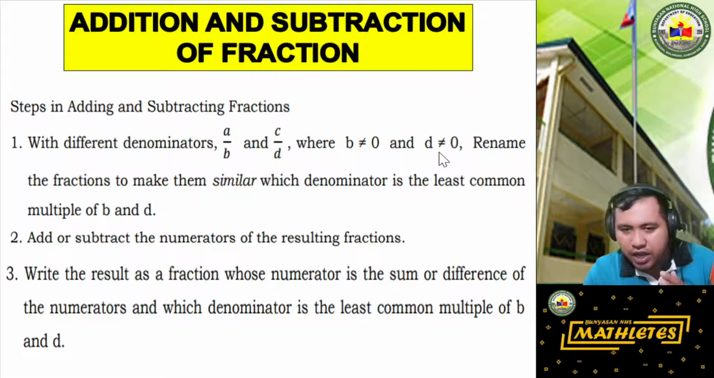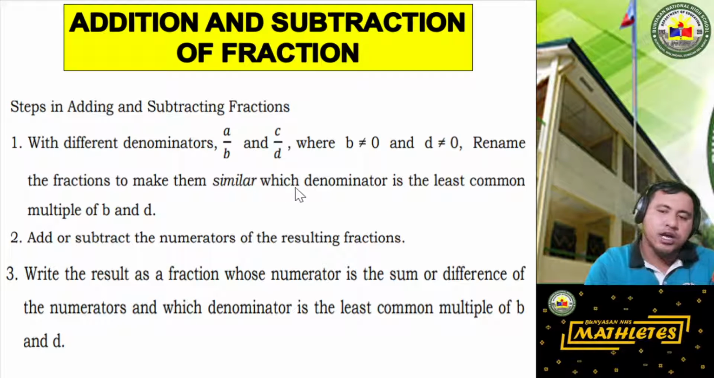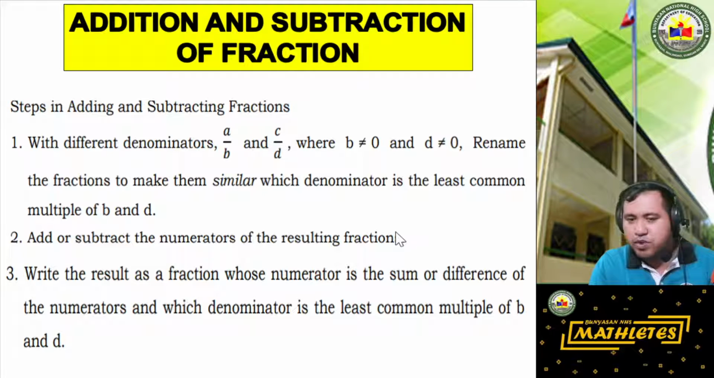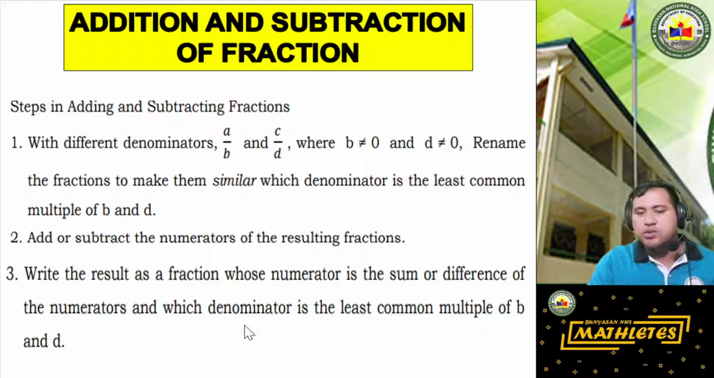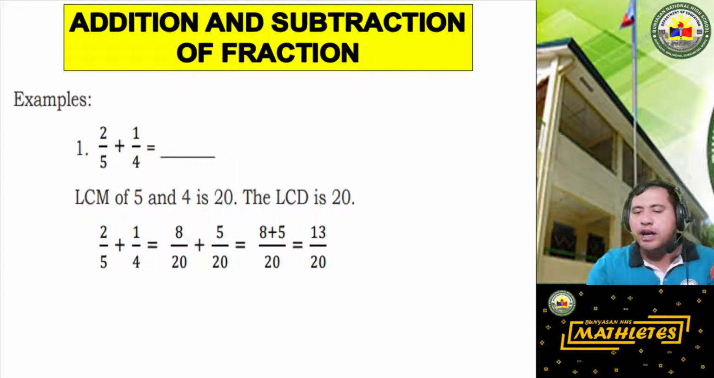So, we have to rename. First, we are going to rename the fraction to make them similar, whose denominator is the least common multiple of B and D. Second, add or subtract the numerators of the resulting fractions. Okay? So, we write the result as a fraction whose numerator is the sum or difference of the numerators and whose denominator is the least common multiple of B and D. So, like for example, we have 2 over 5 plus 1 over 4.